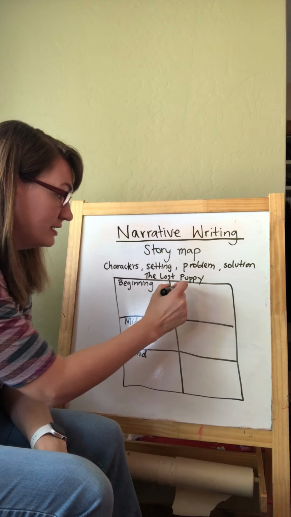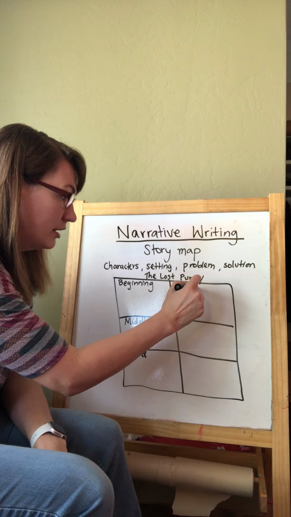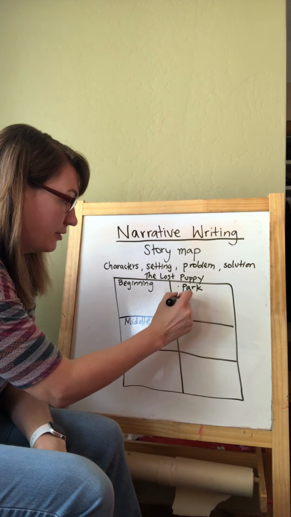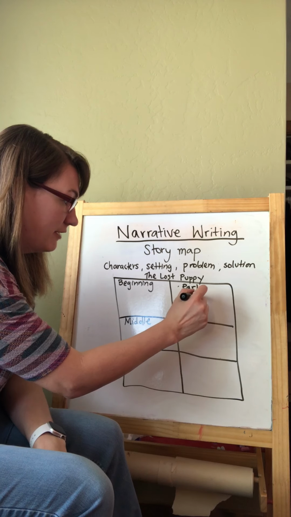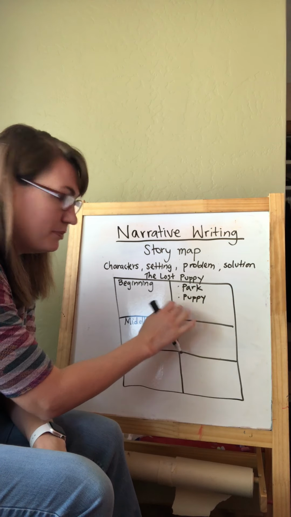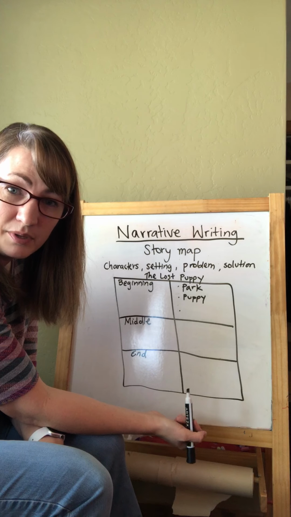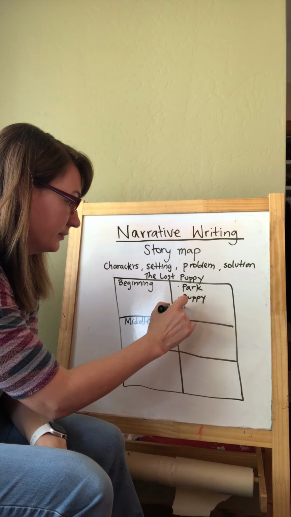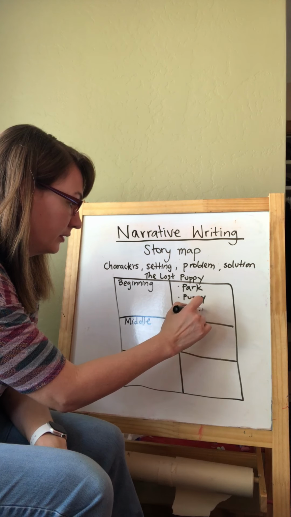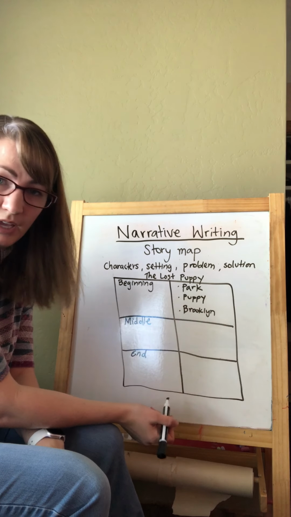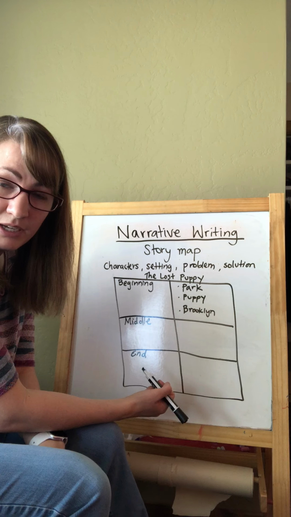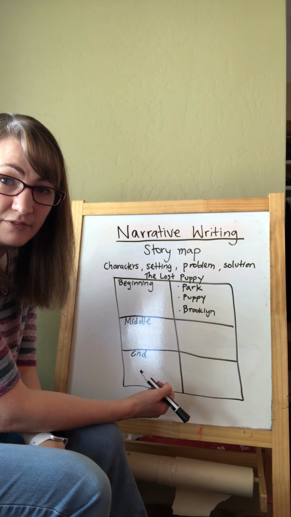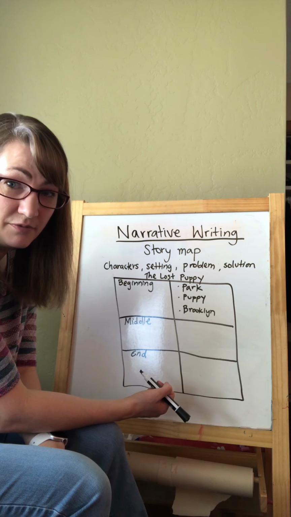I want my setting, so we're going to say that we are at the park, and I want my characters. So I'm going to say we have, of course, if we're going to have a puppy, then we have a puppy. And the puppy probably needs an owner, right? So we'll say that the owner's name is Brooklyn. Okay, so there's my setting and my characters. It's good to introduce the setting and the characters in the beginning of the story, or else the readers are going to be really confused, okay?